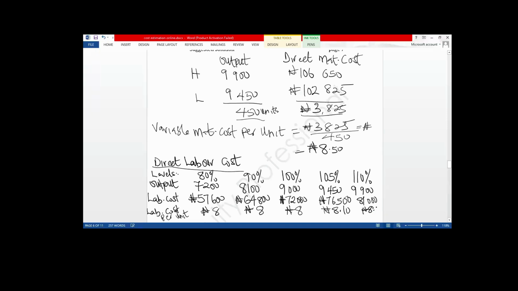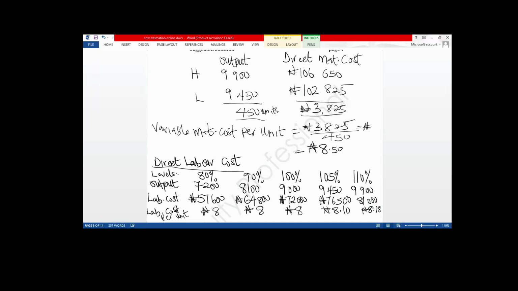What can you observe from this cost? It increases in this stage. Please put the comment. It's likely that they paid overtime to this labor for any production level that exceeds 100%.